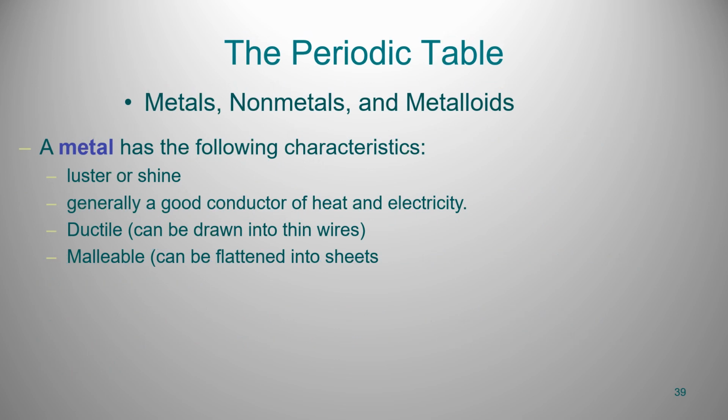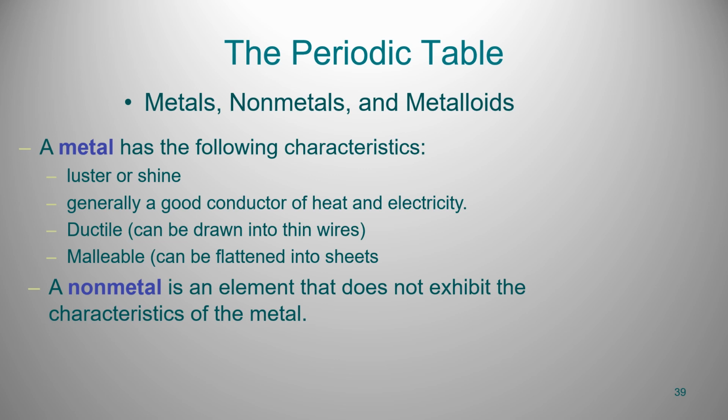Okay, so let's talk about metals, nonmetals, and metalloids. What is a metal? A metal tends to have the following characteristics. They tend to be lustrous or shiny. They tend to be good conductors of heat and good conductors of electricity. And they are ductile, which means they can be made into wires, and they tend to be malleable, meaning they can be flattened into sheets. So the metals on that periodic table are all the blue ones.